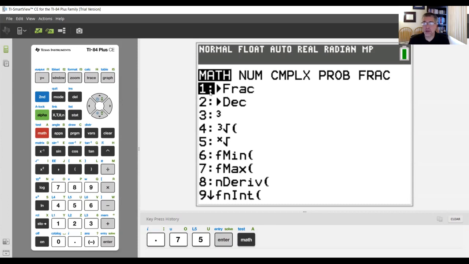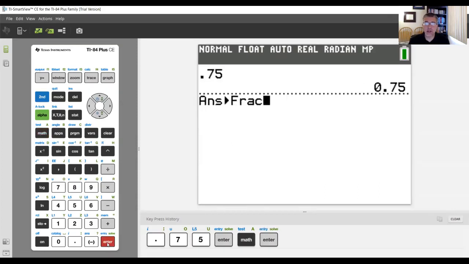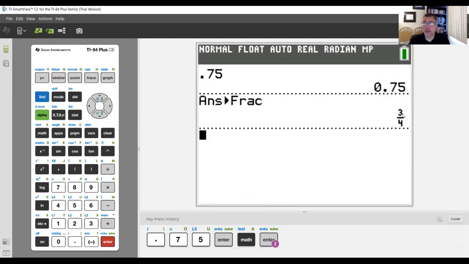So I don't have to do anything. It's already highlighted on 1. And so I'm just going to hit the enter key and it says take you the answer. The calculator will always store your previous answer, the one that's just prior to the key that you've just pressed, and we're going to make that into a fraction. And the calculator says, oh, that fraction is 3/4.